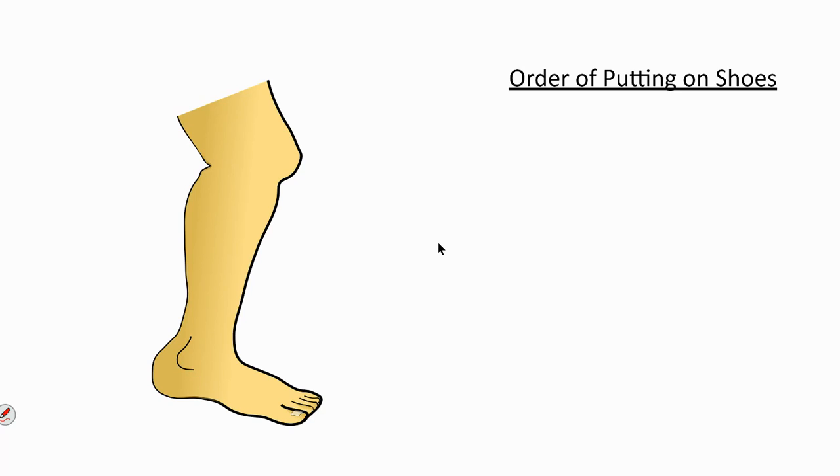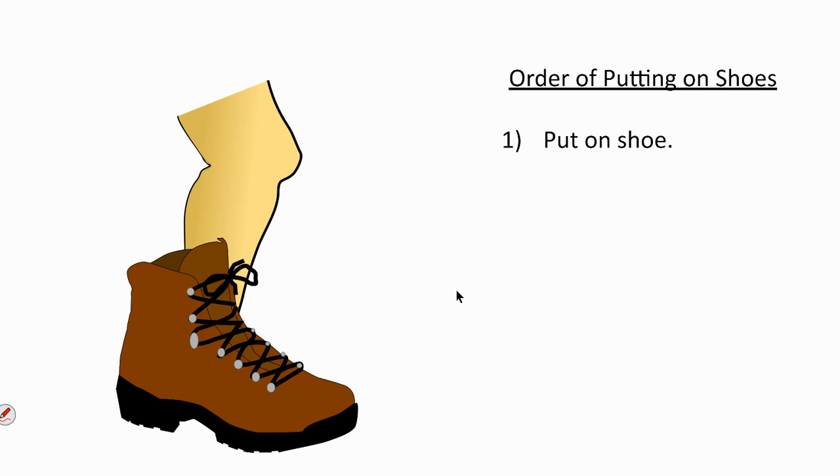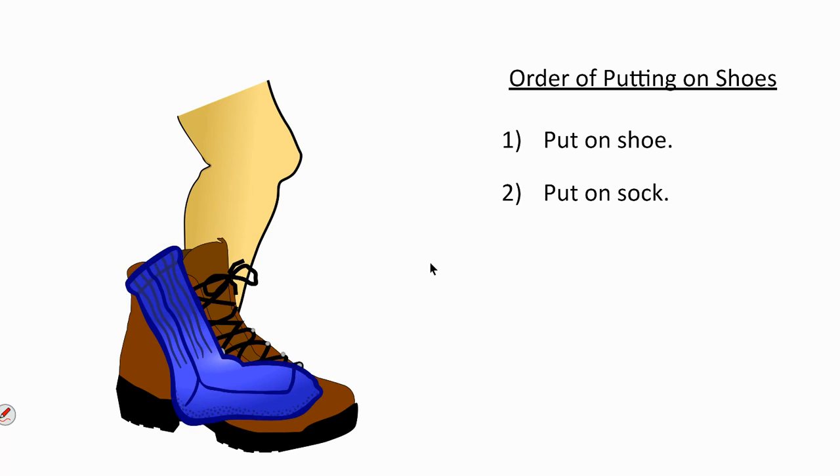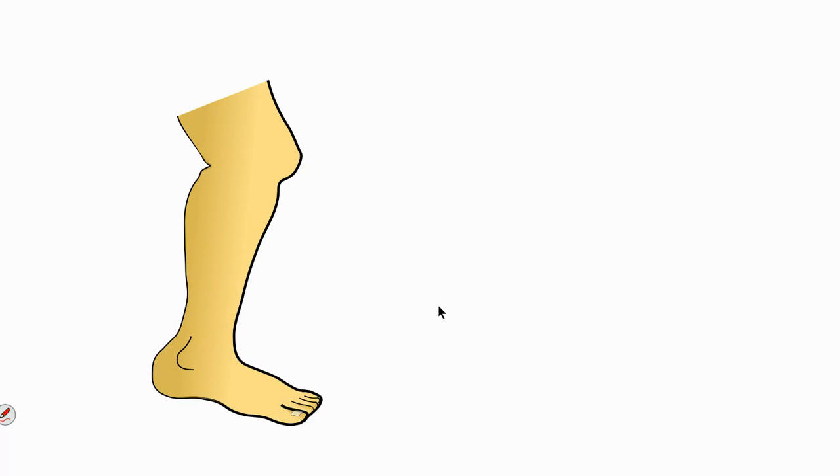Now, if you're looking at a foot, well, I've got a foot here, you may just think, well, I need to just put on my shoe. There we go, we got a shoe on. But typically with shoes, you like to wear socks. So if I put on a shoe and then put on a sock, that would look kind of weird. And I don't think you've seen anybody walking around with socks on their shoes. So this order is clearly wrong. This is not how we put on shoes.